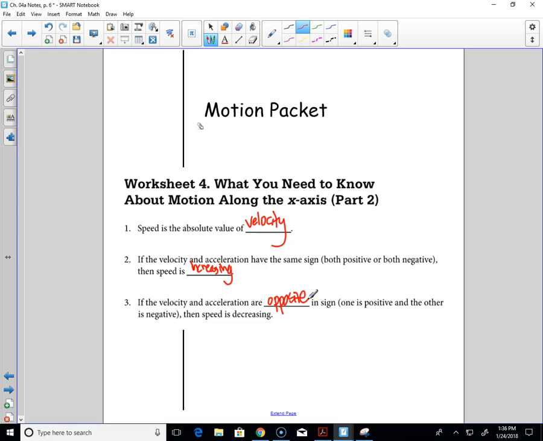If velocity is positive, headed that way, and decreasing, okay, slowing down. Or if velocity is negative and increasing, that's also slowing down. You're trying to go that way. The acceleration is, in a sense, pulling you back the other way. So that would be another time when you're slowing down.